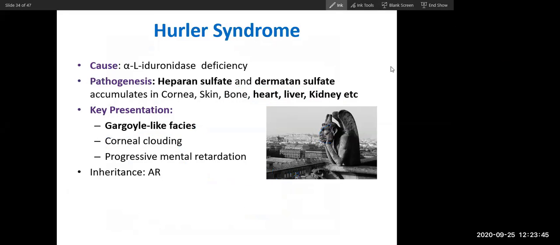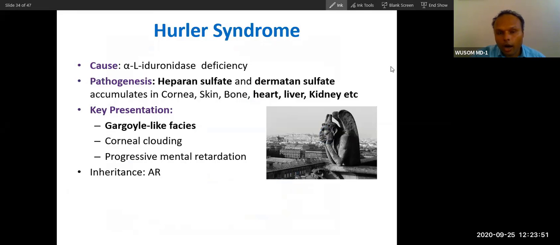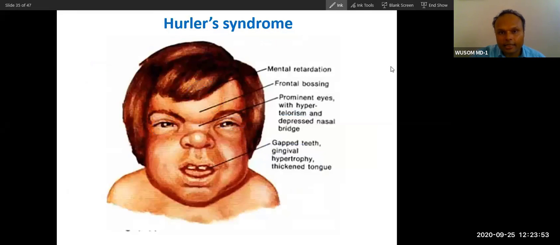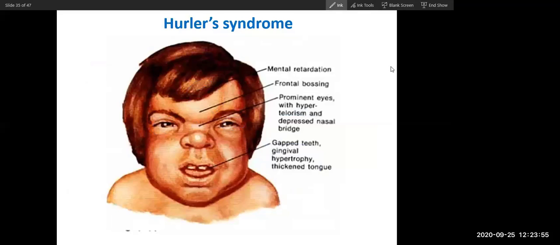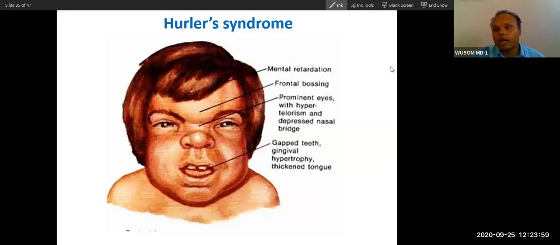Sorry, you said Hunter is always going to be a male, right? And Hurler can be male or female? So yes, Hunter, because it is X-linked. Oh, right. Okay. Hunter is X-linked. That is why it is present more in males. Hurler is autosomal recessive.